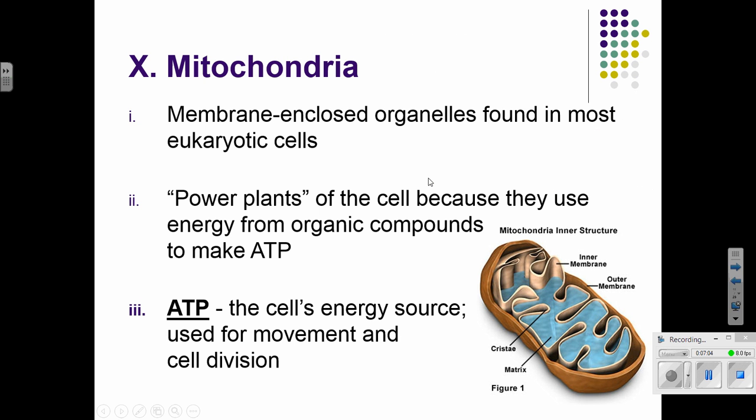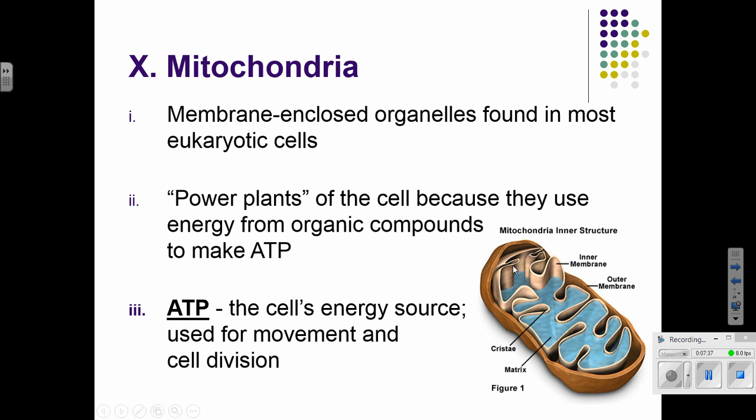Next organelle is called mitochondria. And mitochondria are also membrane-enclosed organelles, mainly in the eukaryotic cells again. And these guys are considered your power plants of the cell because they're actually using organic compounds, so like the foods that you eat, and converting it into a usable energy source called ATP. ATP stands for adenosine triphosphate, and it is the cell's basic energy source. So we use ATP to move all of our muscles, to help divide our cells, to basically run and do everything the body needs to do.